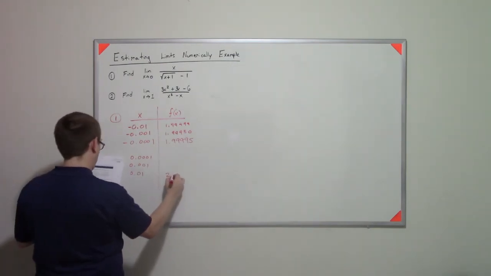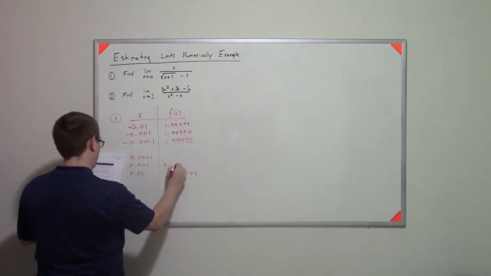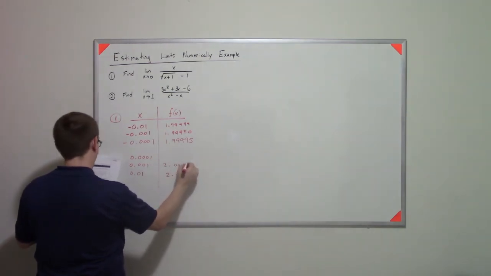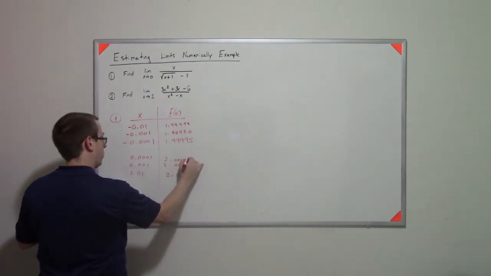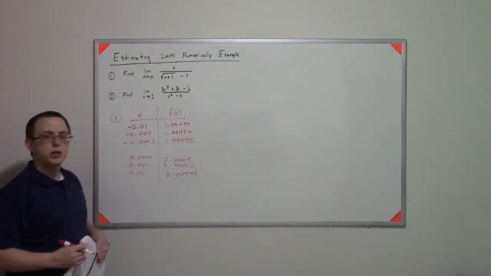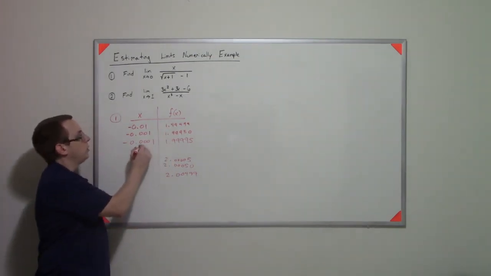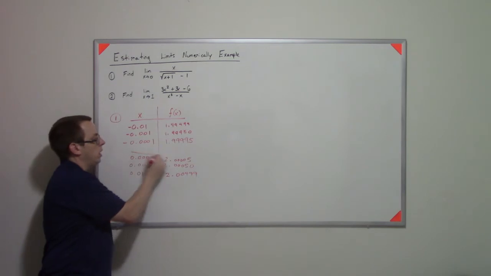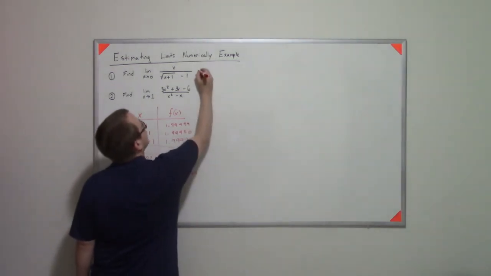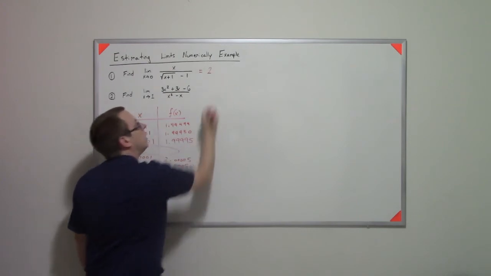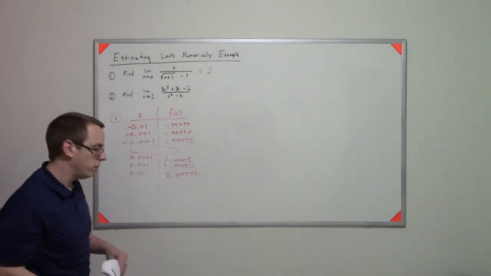And we have 2.00499, 2.00050, and 2.00005. So it's pretty straightforward to see that these are very, very close to 2. So in here we would say that that limit is 2. At least we would estimate that. Now we can prove that with techniques we're going to learn later.